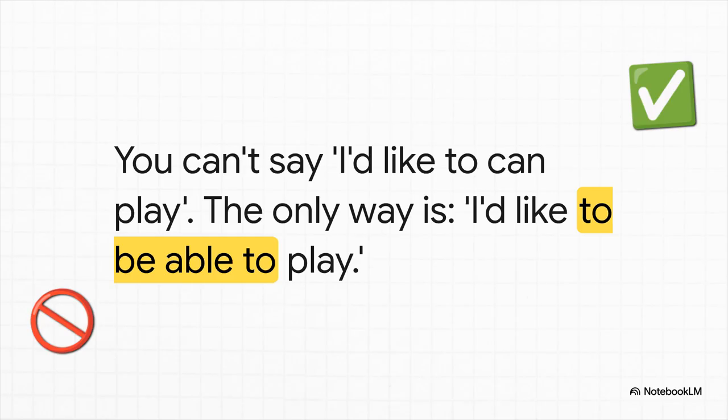Here's another perfect one. Let's say you want to use a phrase like, I'd like. You need an infinitive verb after that, like to play or to see. You just can't say, I'd like to can play. It sounds like nonsense. It's just grammatically broken. So what do you do? You use your multi-tool. I'd like to be able to play. See that? It gives you this amazing flexibility.